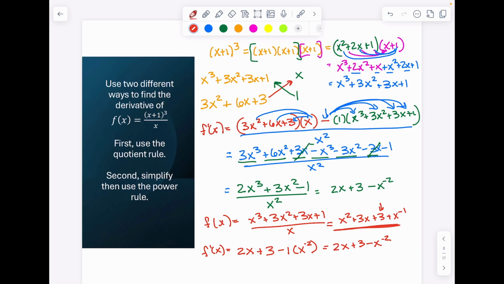Now, if you'll notice, this is the derivative we found using that quotient rule, and here's the derivative we found using the power rule. In general, if you have a function that you can skip using the quotient rule and use the power rule, do that instead. Most of the time, it's going to be a lot easier.